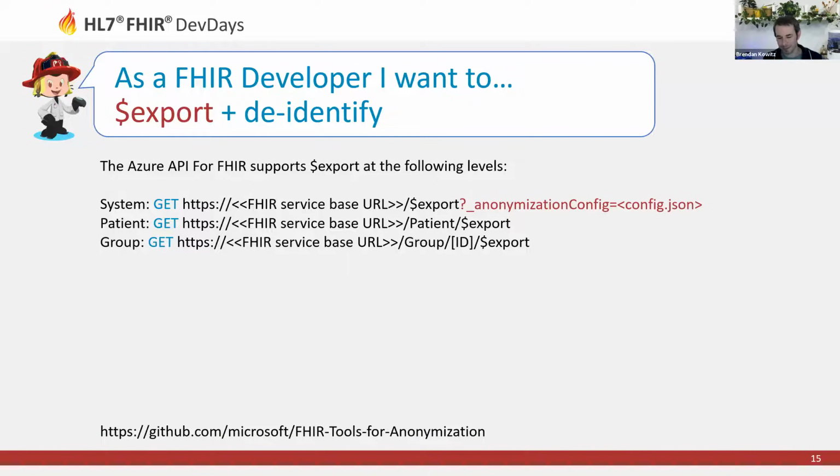Oh, and I said I was going to keep calling this out, but the FHIR tools for anonymization, the same function that you're seeing above, is also available in open source as a separate CLI if you wanted to download it and run it locally.